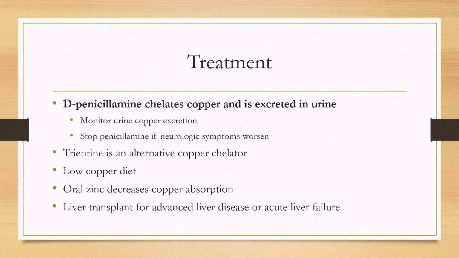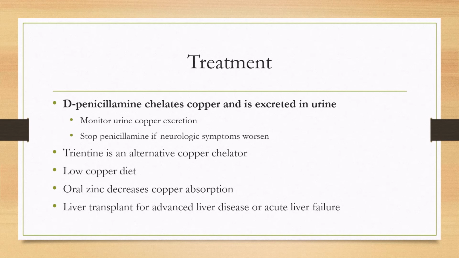For the treatment, D-penicillamine is the treatment of choice. It chelates copper and binds it, and it's excreted in the urine. So the urine copper concentration should be increased after starting this medication, and monitoring it is a way to determine if the treatment is working. If neurologic symptoms worsen, then penicillamine is usually stopped, and then an alternative medication such as trientine is started, which is also a copper chelator.